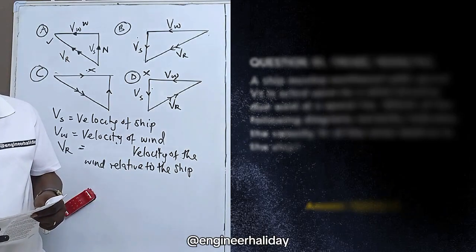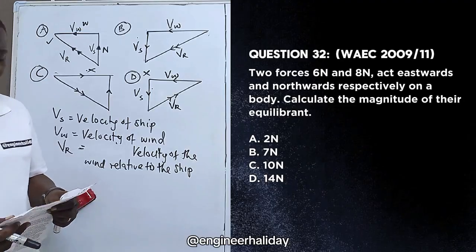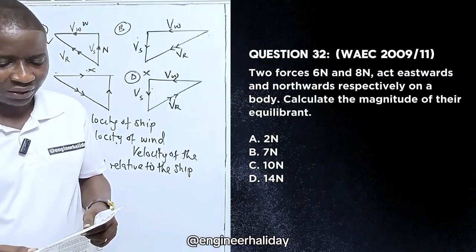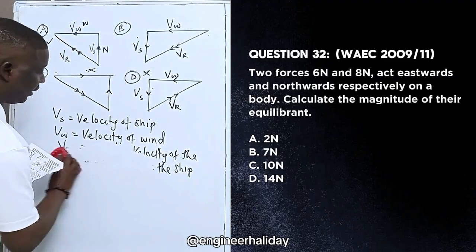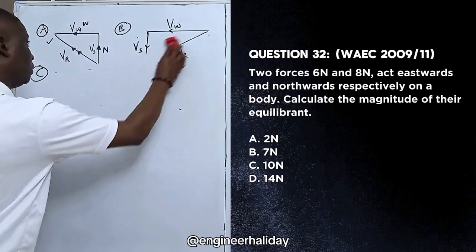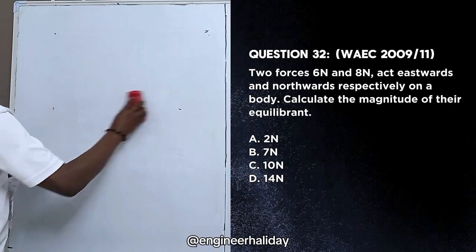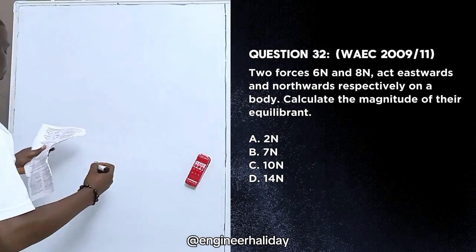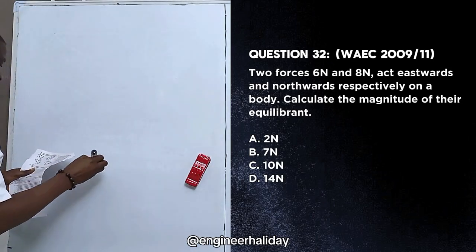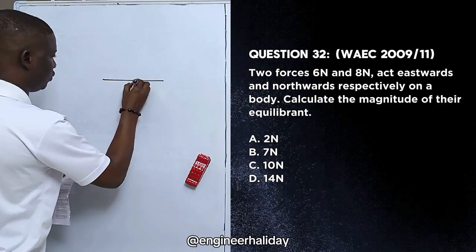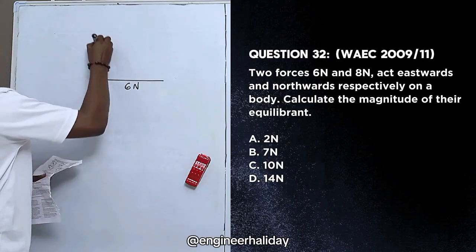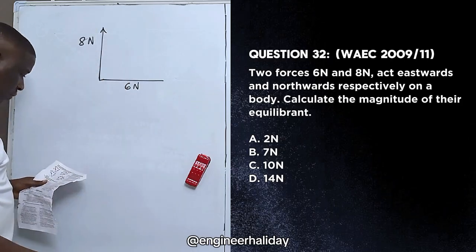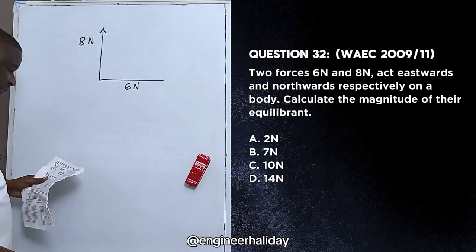Let's go to 32. Two forces, 6 Newton and 8 Newton, act east and northwards respectively. So that is to say, we have a diagram to draw, because two forces, 6 Newton and 8 Newton, act east, the first one is 6 Newton, then the next one is 8 Newton. One is eastward, one is northward, respectively.